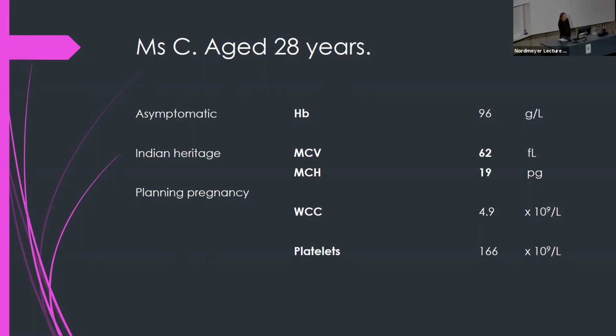So she's got a microcytic anemia, but her MCV is really low, 80 to 99 being normal, 62 is really low, and her MCH, mean corpuscular hemoglobin, is really low too. I think we said 27 to 33 was normal. Her white cells and platelets are normal. And again, you can't make a diagnosis on that, but you might suspect something. And no doubt things are going through your heads.